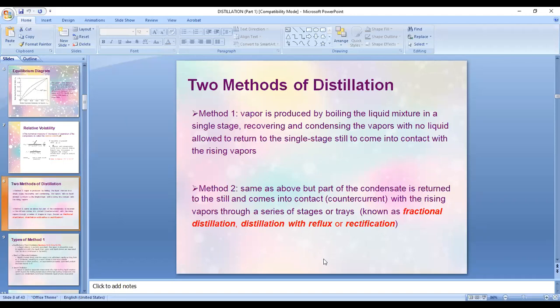The same as above, but the condensate part of it is returned into the still or the column and comes in contact with the rising vapor in countercurrent fashion, and this one is known as your reflux. This liquid is your liquid reflux. If this is the case, under method 2, this is known as fractional distillation, distillation with reflux, or rectification. So fractionation, rectification, or distillation with reflux is under method 2.